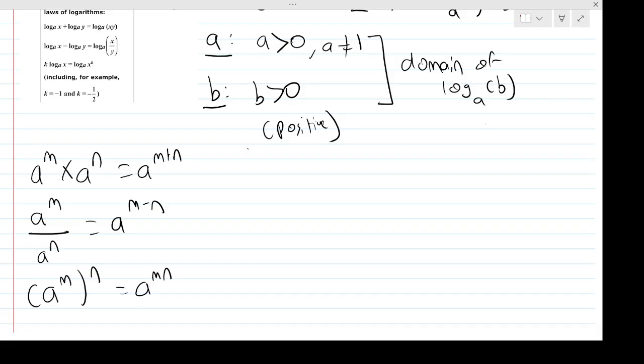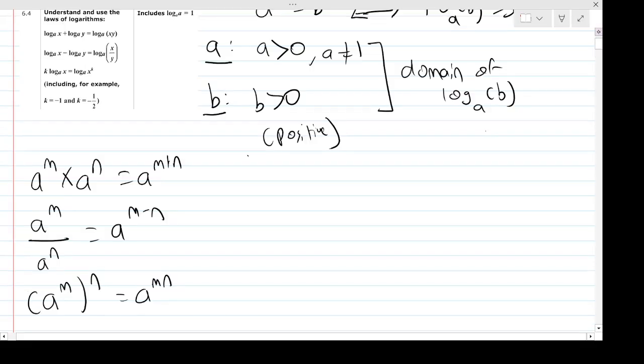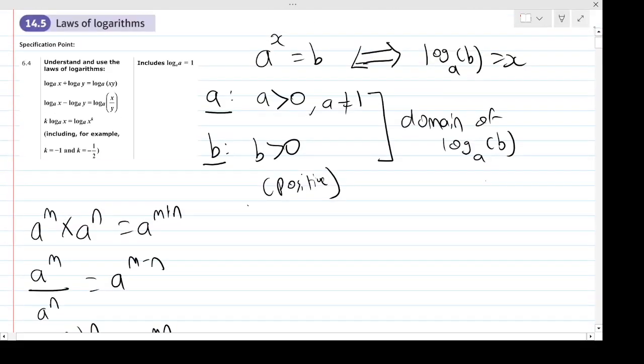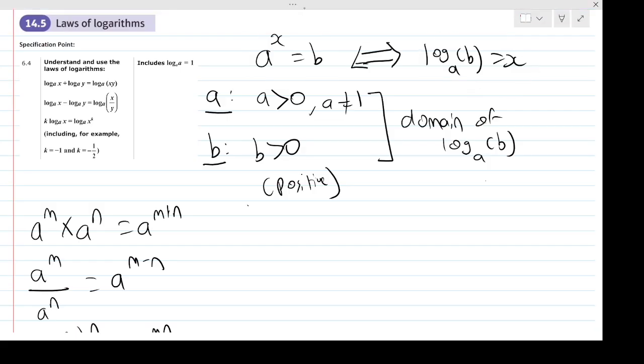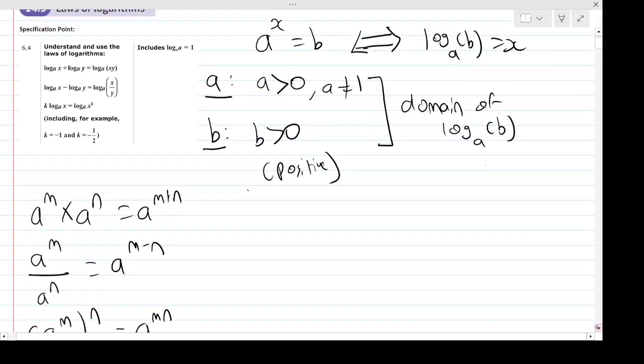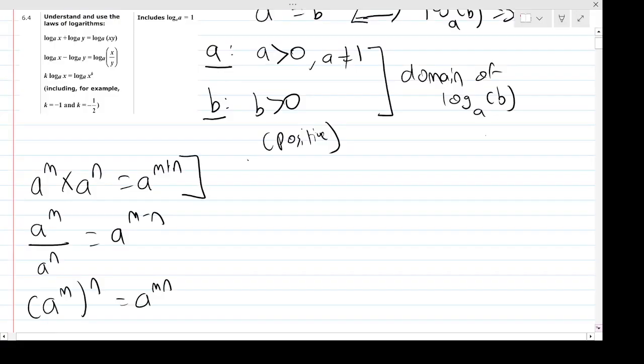Now, why am I bringing this up? Well, we can actually find logarithm laws in the same sort of way, because logarithms are equivalent to an exponential, but we know these exponential laws, so we can use this to find logarithm laws as well. So let's firstly work with this one. Okay, A to the m times A to the n is A to the m add n.